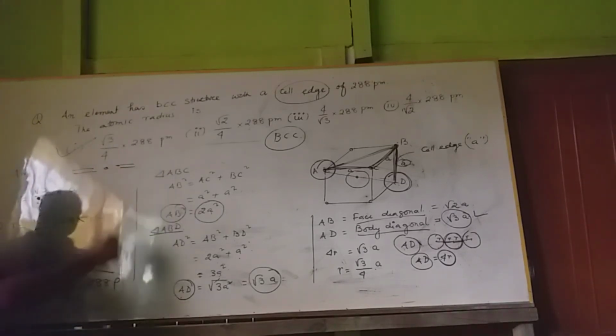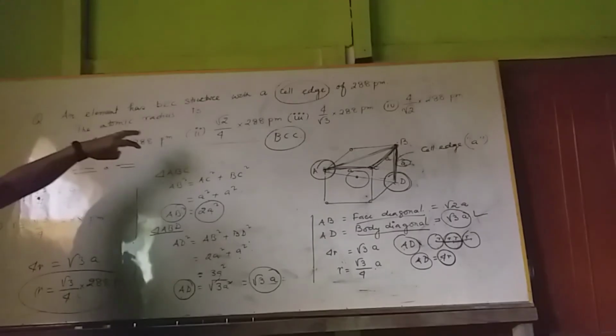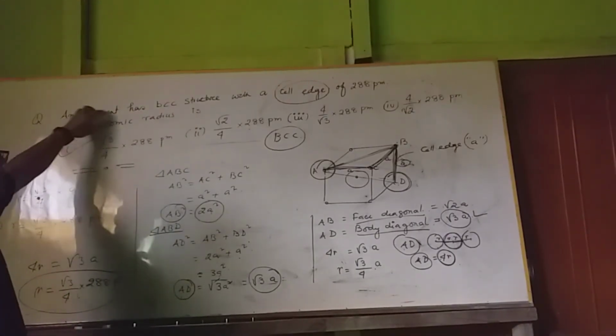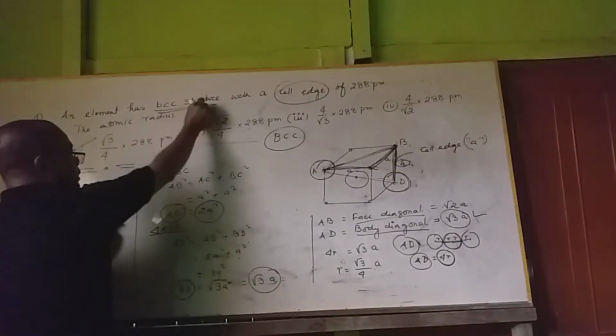So this is the relation between the cell edge, meaning the edge length, and the radius of the element in the BCC structure. Okay, remember it.